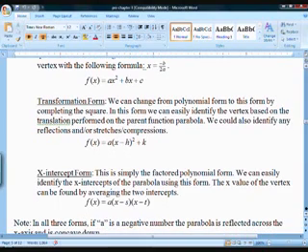Transformation form. This is the reason I did transformations first. Transformation form says we can change from polynomial form to this form by completing the square. So polynomial form's up here. If we want to get it in transformation form, we complete the square. In this form, we can easily identify the vertex based on translations. We can also easily identify any reflections, stretches, or compressions. Because, well, let's talk about it.